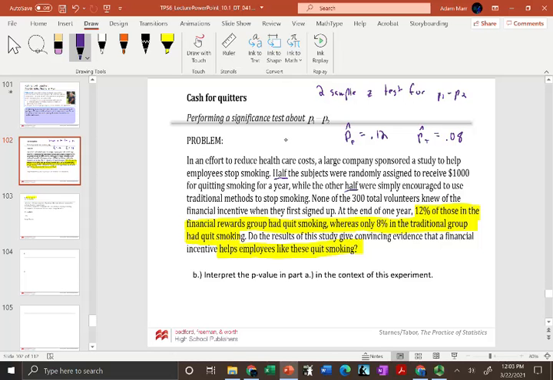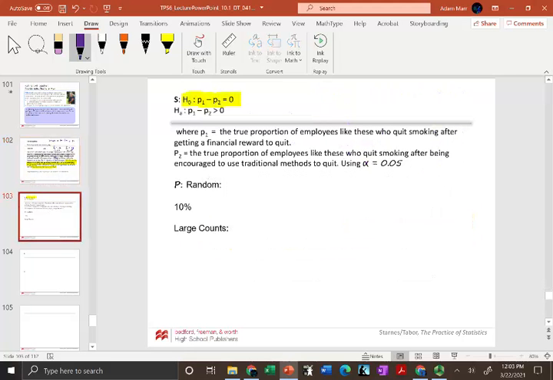And it looks like my n value for both groups is 150. So n sub F is 150 and n sub T is also 150. Now, how did I get 150? It says there was a total of 300 volunteers. It says half were assigned to receive $1,000, and the other half were encouraged to use traditional methods. So that's how I knew they're both 150. All right, no problem.